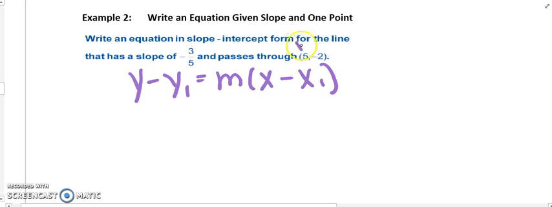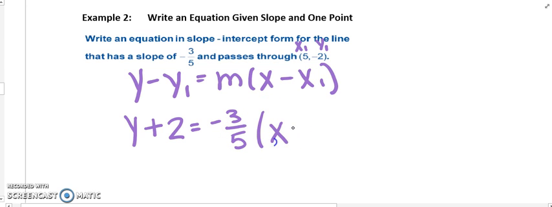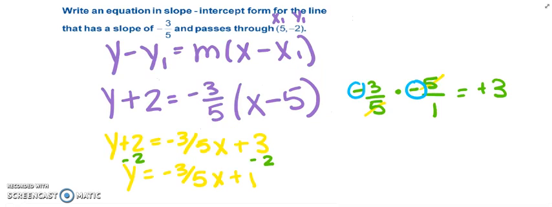My point here is x1, y1. So y minus a negative 2 equals negative 3/5 times x minus 5. So both of them are subtraction. I plugged in my point, plugged in my slope, but it says write it in slope-intercept form. This is point slope, so I have to solve for y. So I want you to pause the video, distribute, solve for y, and then come back.